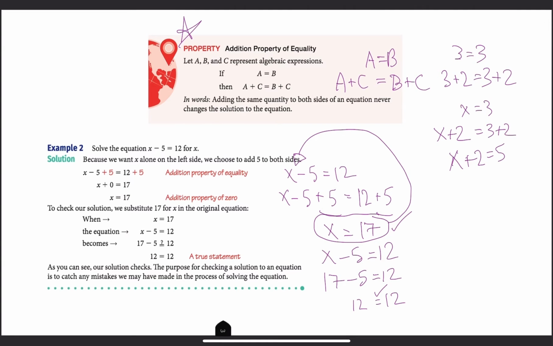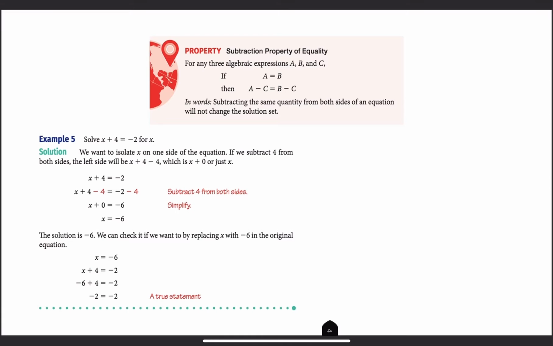So that's the addition property of equality. We can add something to one side as long as we add it to the other side as well. We have to do everything to both sides. Now that also goes for subtraction. The subtraction property of equality says the same thing. It says if two things are equal and you take away something from one of those things, you have to take the same thing away from the other side if you want them to remain equal.